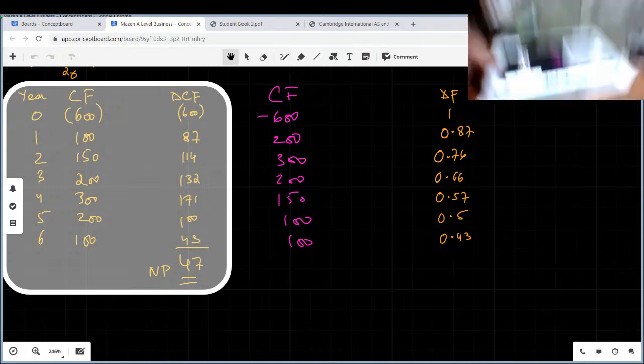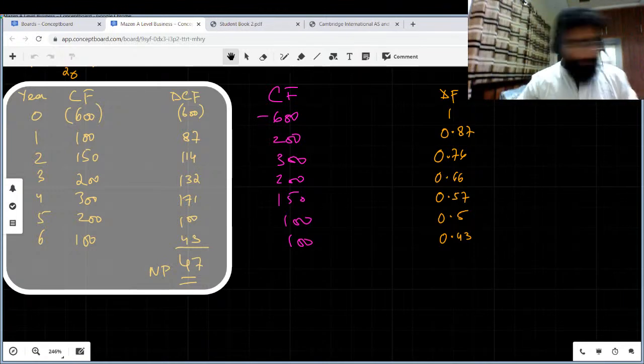Where is my mobile phone? Here is my mobile phone. Why is it not here?